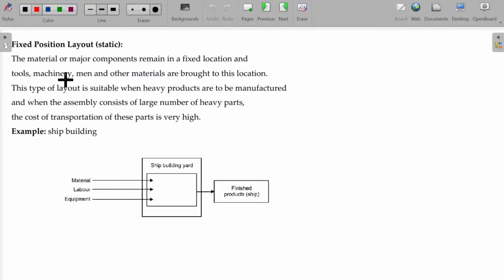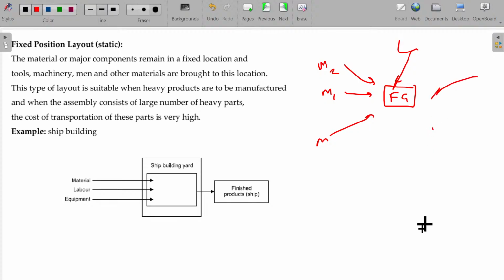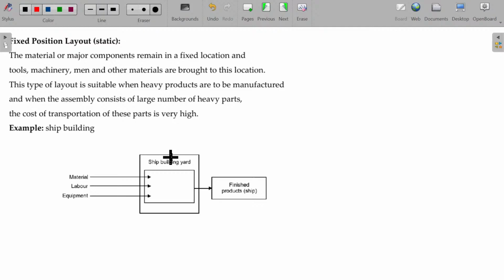Third layout. Then let's move on to the static layout or fixed position layout. Here, the finished goods remain in the same place. The machines required for manufacturing the finished goods will come here. Material, machine 1, machine 2, and labor force, everything will be shifted to the place where the finished goods are manufactured. Especially, shipbuilding will fall under this.